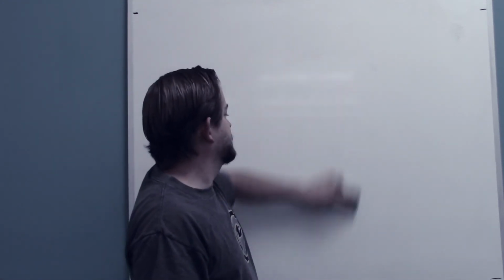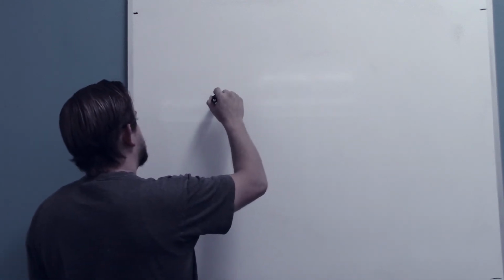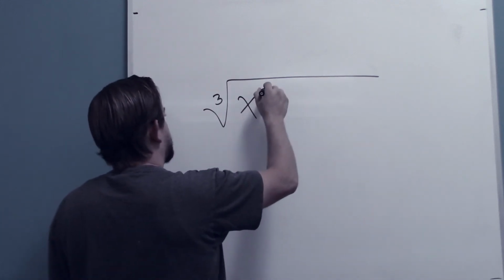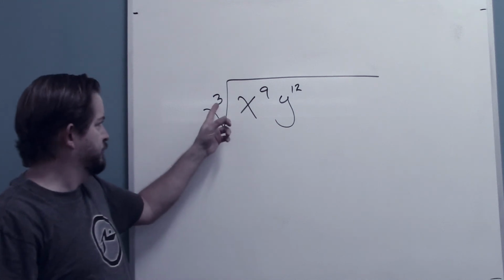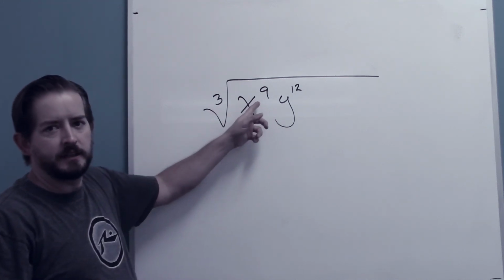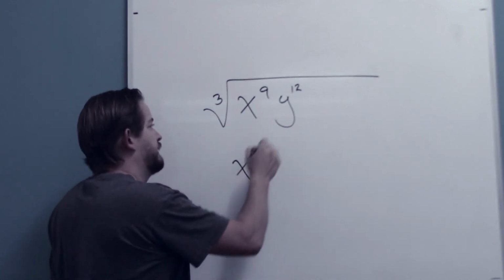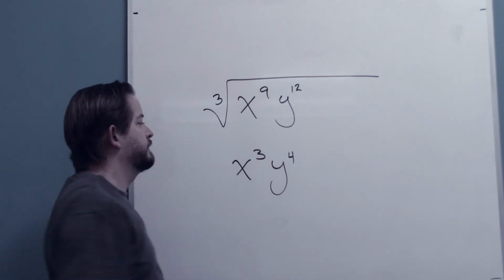Now, of course, this is the same with cube roots and 4th roots and 5th roots and so on and so on. If I have the cube root of x to the 9th, y to the 12th, now I'm looking for triples. 9 is 3 triples, and so this is x to the 3rd. 12 is 4 triples, and so this is y to the 4th.